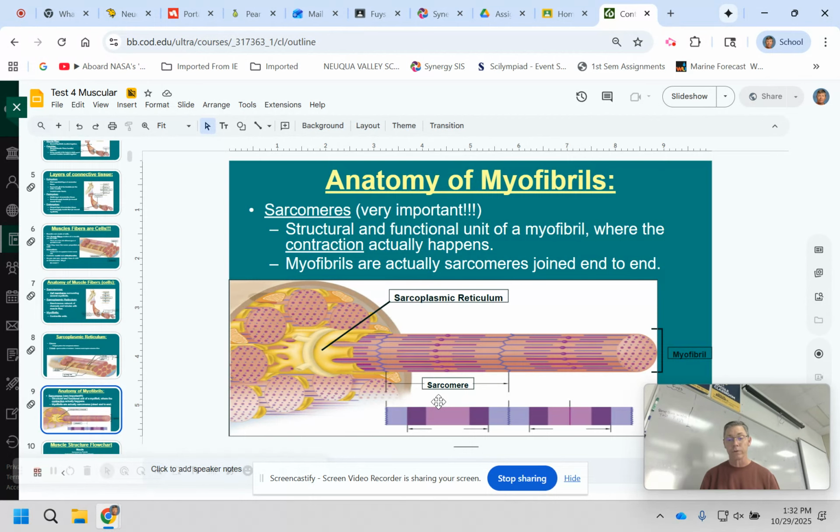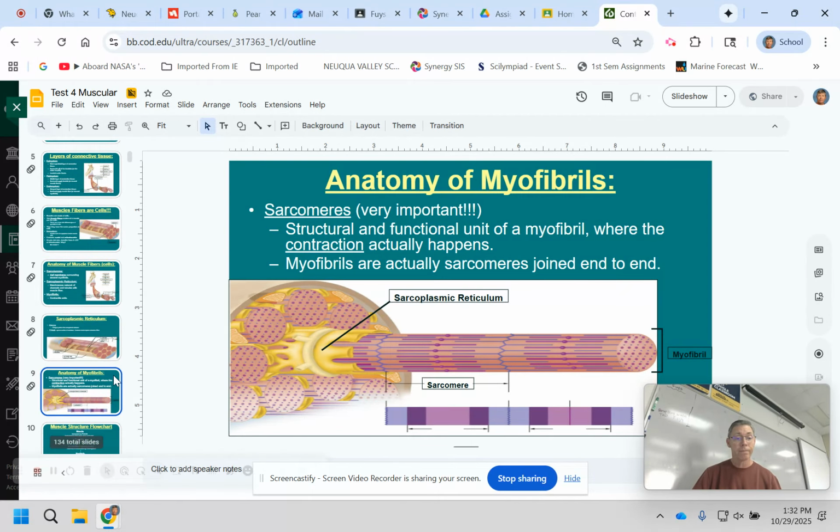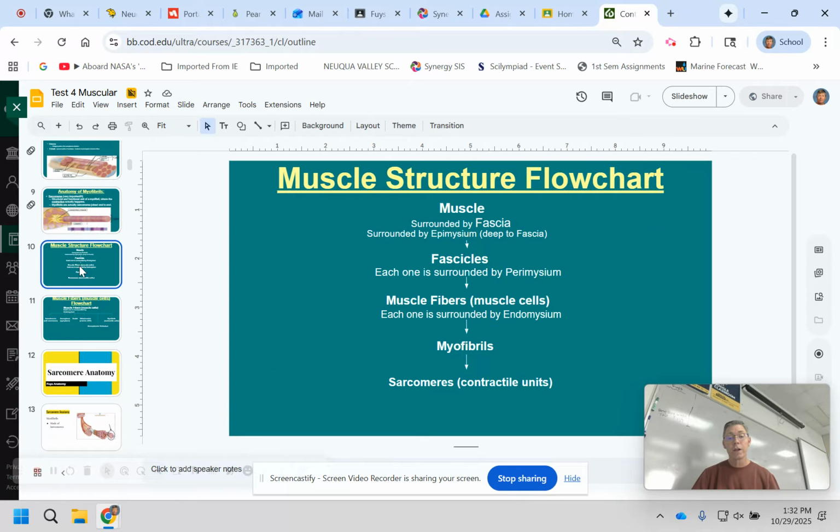So the sarcomeres are shortening, and as a result, the myofibrils shorten. The myofibrils extend the whole length of the muscle, so the whole muscle shortens. Okay, that's how it works. So there's a couple good flow charts here. This is good. Feel free to use these, redo them, whatever works best for you.